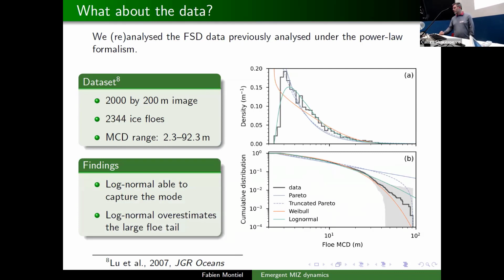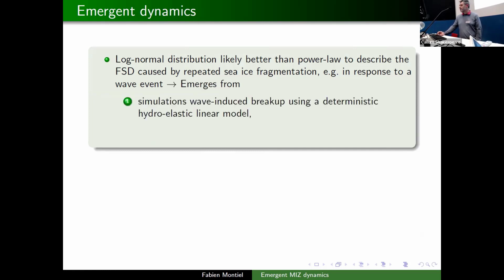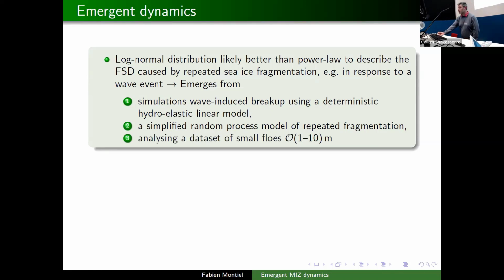So one issue with the log normal, though, is that it seems to overestimate the tail of the distribution. It captures the mode well, but it seems to overestimate the tail. So it may not be the whole story here. All right, so just to finish it here. We have shown that the log normal should at least be considered as a potential alternative to the power law in representing the floe size distribution. And it seems to make sense as well in terms of repeated fragmentation of the ice cover. So it emerges from the simulations we've done and this random fragmentation process, and also from looking at data sets.